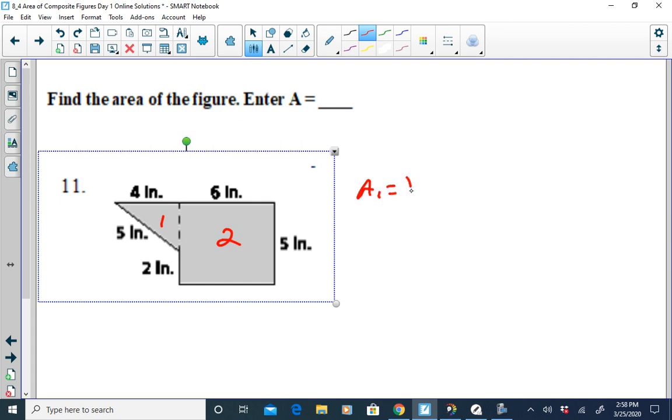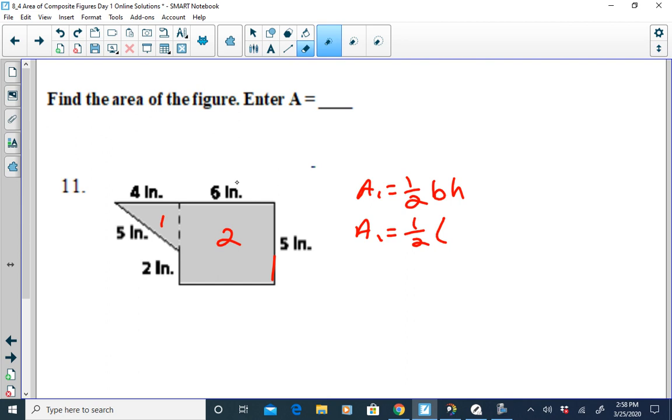Area 1 is a triangle, so that's 1/2 base times height. Area 1 is going to be equal to 1/2. Well, what's the base of this triangle? Well, if this whole thing is 5 and this is 2, this has to be 3 because 3 plus 2 gives me 5 units. So I know that that's going to be 3. So it's going to be 1/2. Oops. I don't like that being the same color here, so let's erase that. Right, so that's going to be 3 inches.